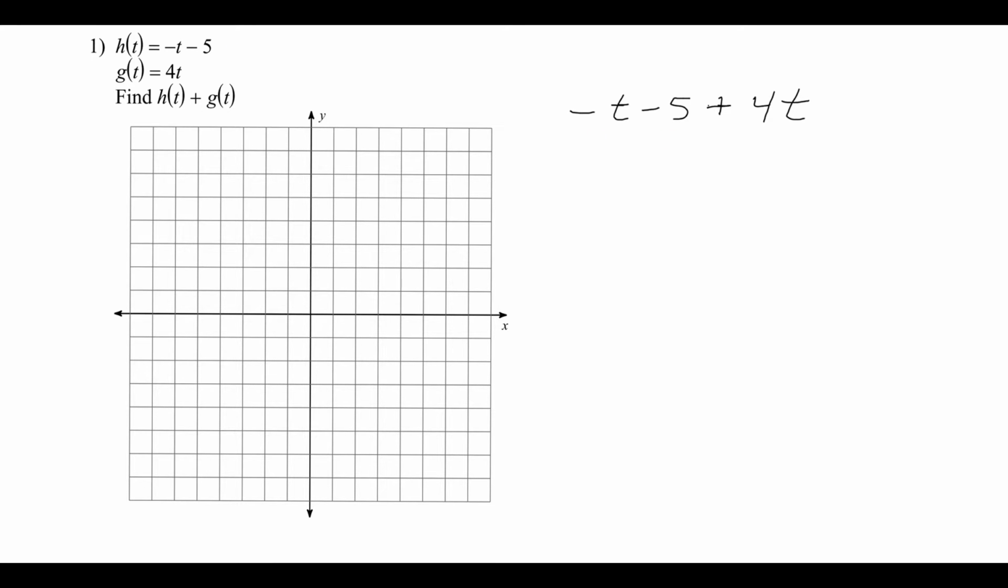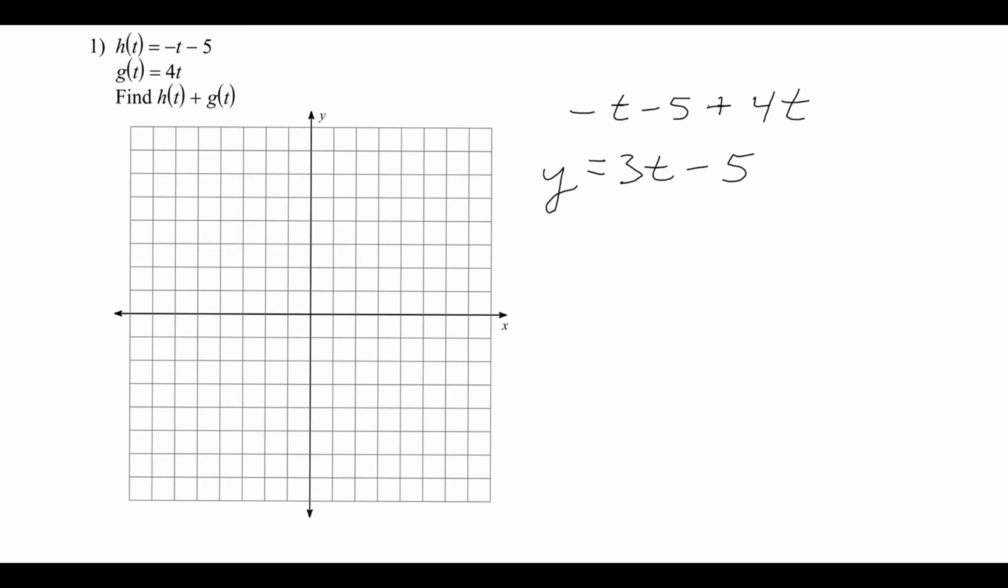And then it says to add g of t, which is 4t. And then, of course, we would just get 3t minus 5. So that is the new function that's adding the two together. And then we just got to graph that. So we're basically graphing, think of it like y equals 3t minus 5.